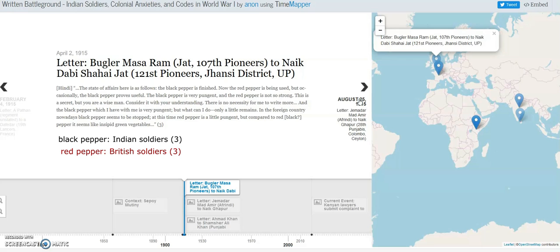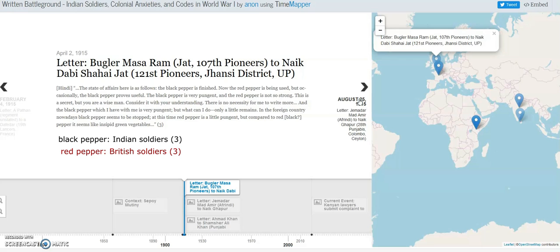So to start off, the letter is written in Hindi, and it reads, "The state of affairs here is as follows. The black pepper is finished. Now the red pepper is being used, but occasionally the black pepper proves useful. The black pepper is very pungent, and the red pepper is not so strong. This is a secret, but you are a wise man. Consider it with your understanding.